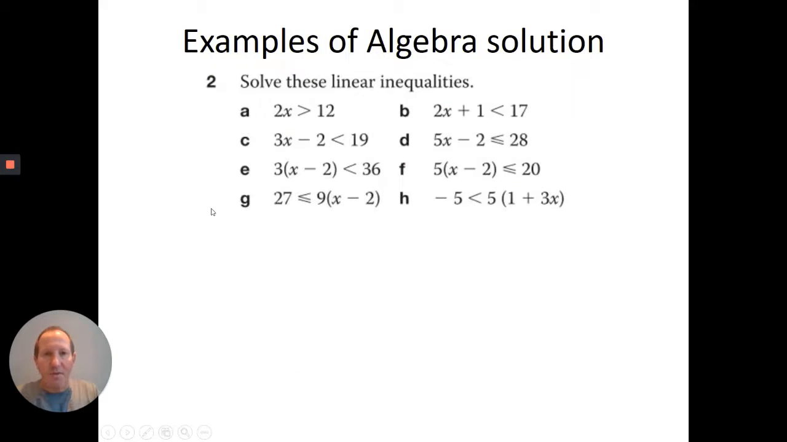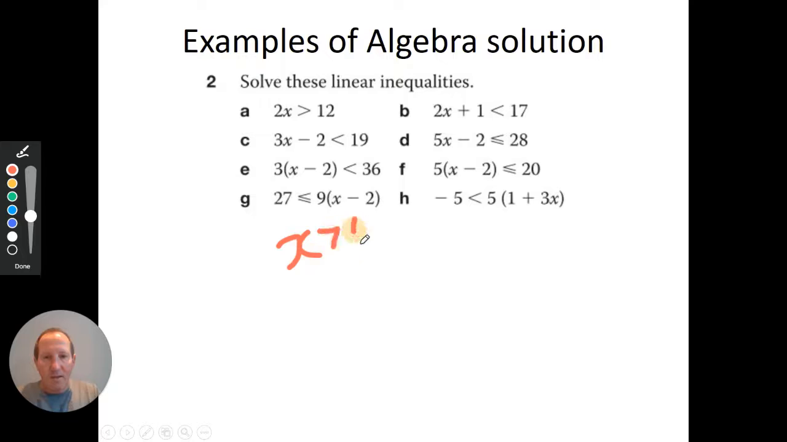So I've got here some examples of solving some inequalities algebraically. To start with, we've got some very easy ones. This one here, 2x is greater than 12, so we just divide both sides by 2 and we get x is greater than 6. Simple as that.